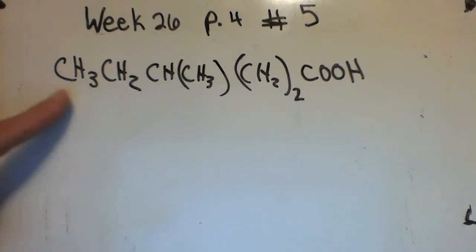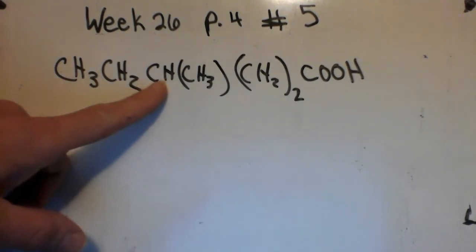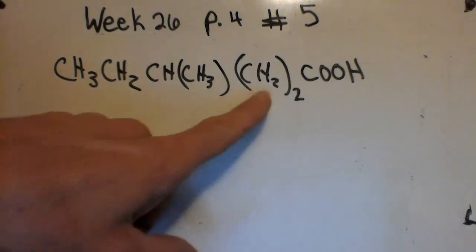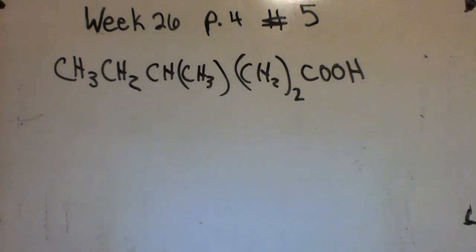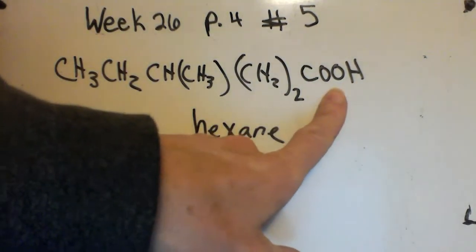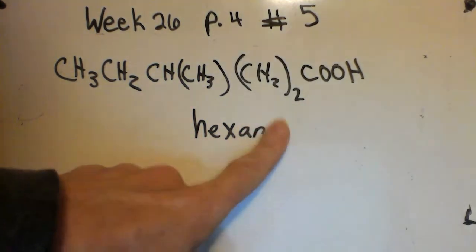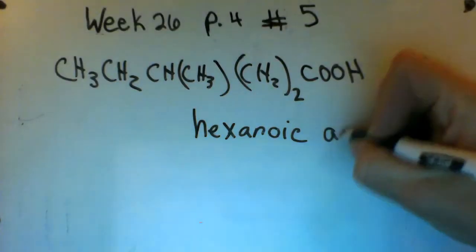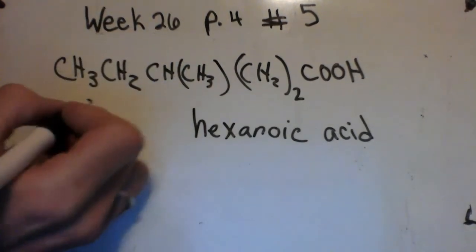Here is another carbon and another carbon. So the parent chain itself has 1, 2, 3. We won't count this because this is a branch. 4, 5, 6. So it's going to be hexane. And since there's a carboxyl group at the end here, we know it has to be a carboxylic acid. So we're going to put the ending oic and acid. Hexanoic acid.